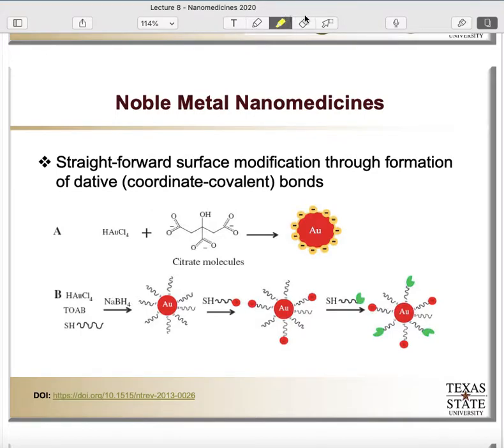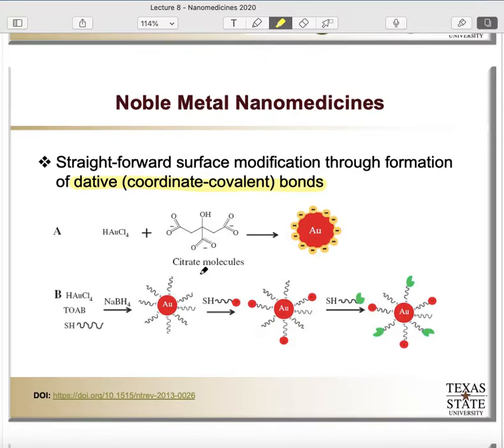To do this, fortunately, we utilize a very easy chemistry that is based on the use of dative or coordinate covalent bonds. Let me back up. In a typical covalent bond, two atoms share electrons, and the electrons that are shared come from each of the atoms. In a coordinate bond, both electrons actually come from the same atom.